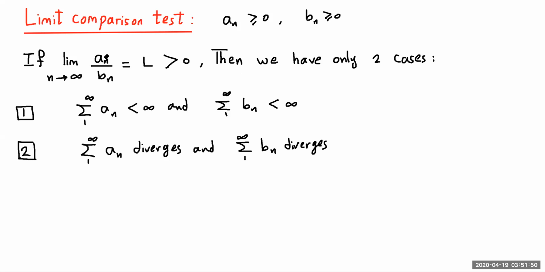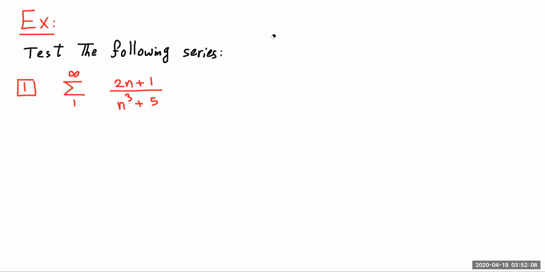So if the limit of the division an over bn is positive, or the limit of the division bn over an is positive, then both of them will either diverge or converge. Let's take examples.